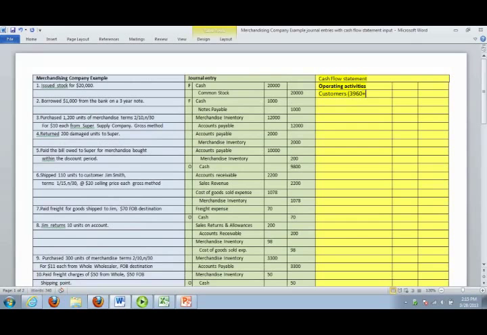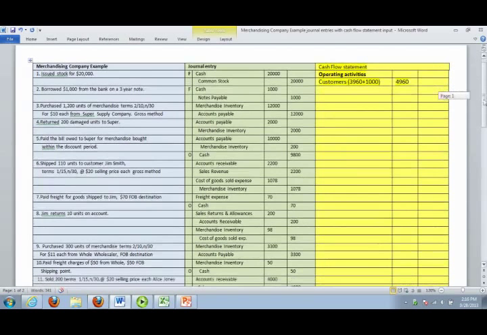$39.60 plus 1,000, just to remind us. It would also include cash from unearned revenue and certainly cash that you receive right away from performing a service or selling a product. Okay, so that's $49.60 from customers. And then what do we have for operations?